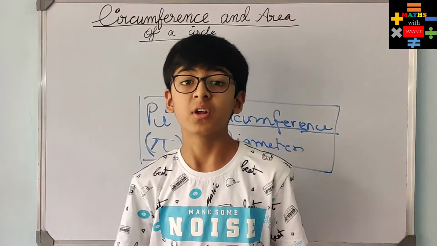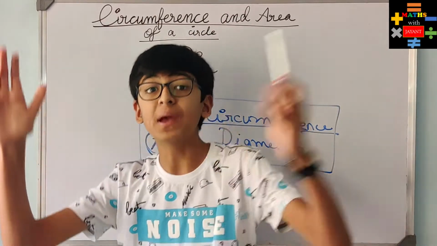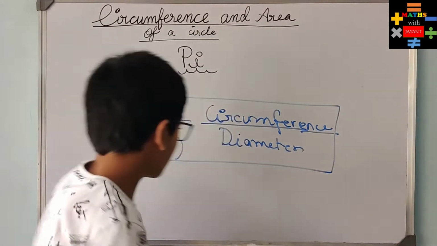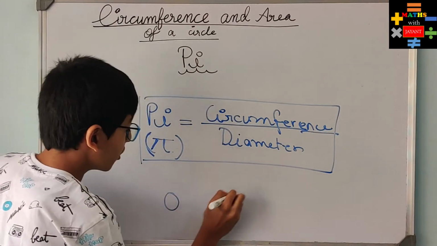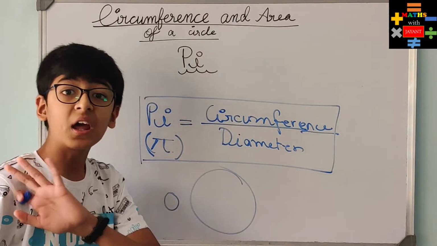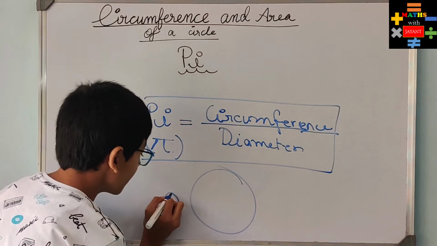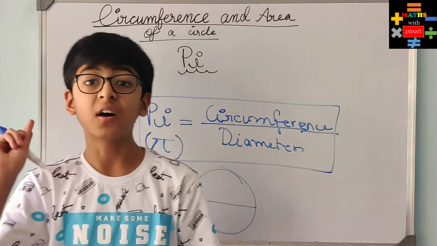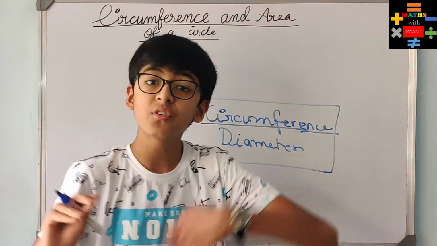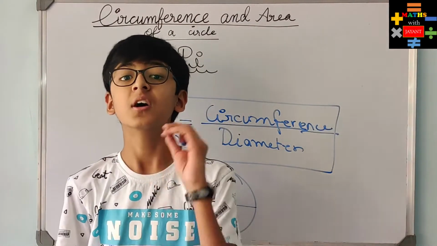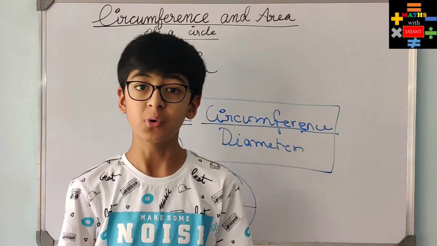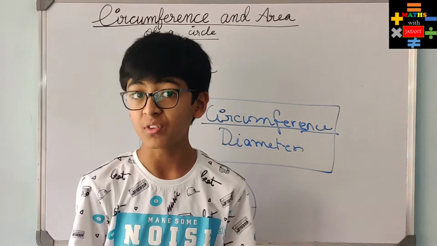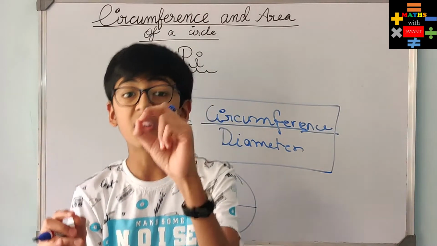And no matter whether it is a small circle or a big circle, for any and every circle, the ratio of the circumference and its diameter will be the same. Once you divide the circumference by the diameter, you will get the same value irrespective of the size of the circle. It could be this small or this big, anything.